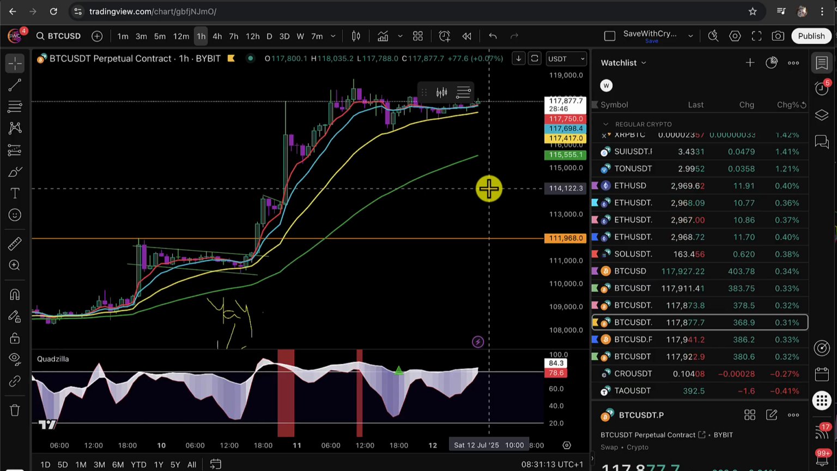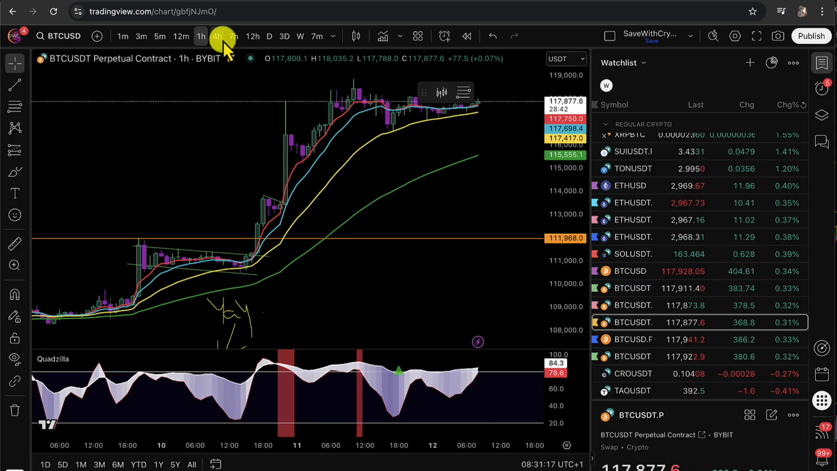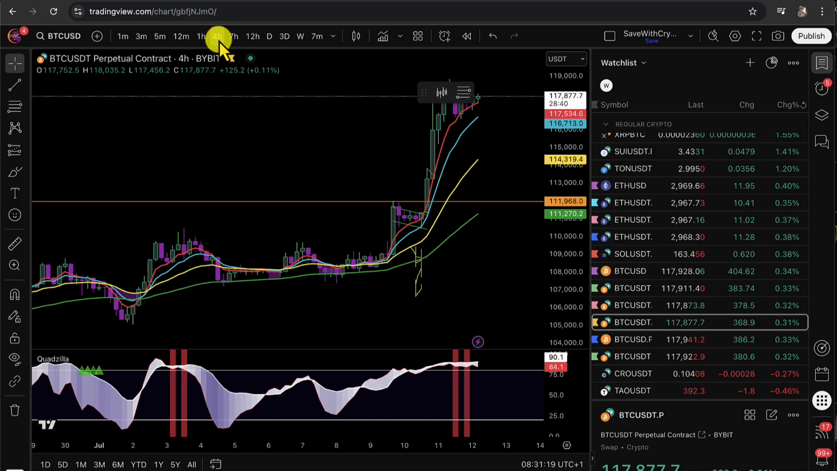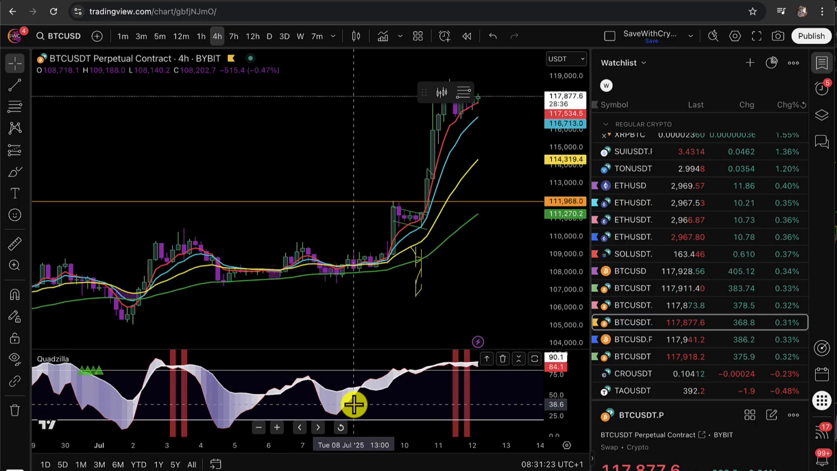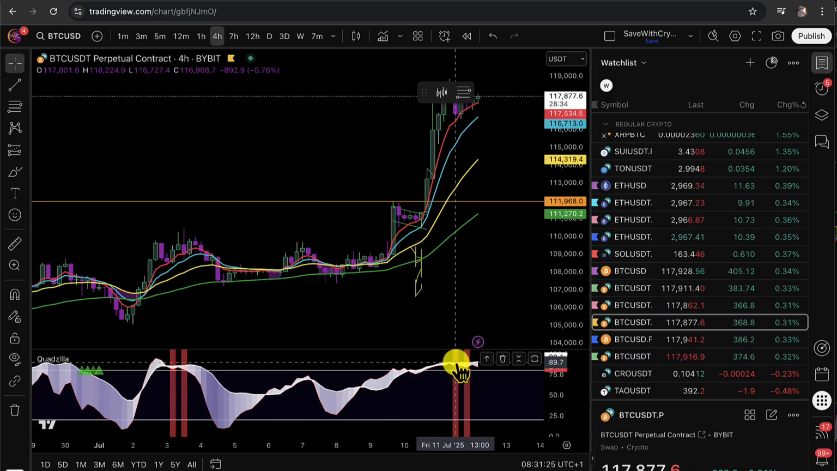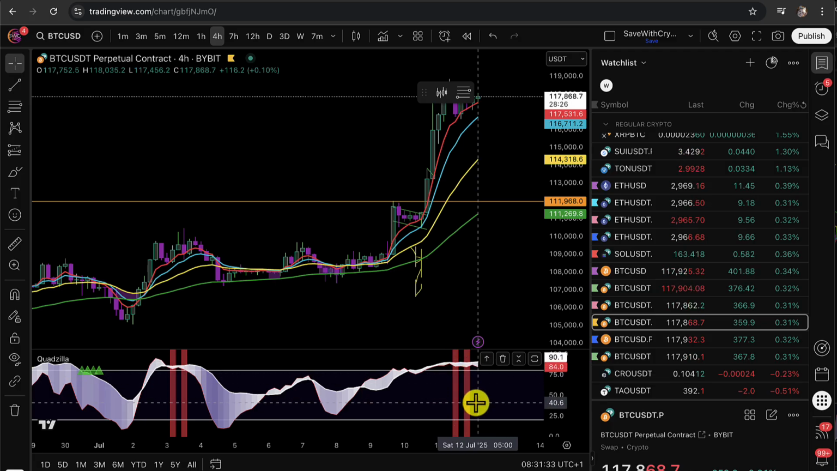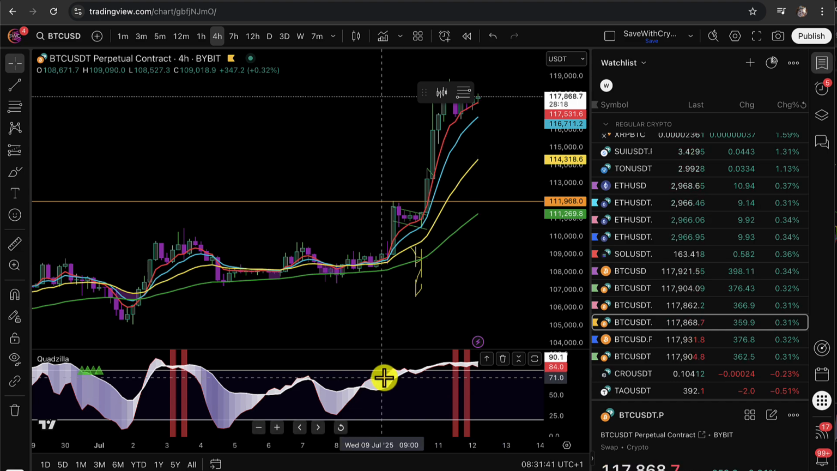Now, is it running out of steam? I would say that is a possibility, because if we look at the 4-hour time frame, we've got this stochastic convergence band going right up into extreme overbought territory. Also, when you get these red backgrounds, that implies the price is probably going to come down fairly soon. Now, being the 4-hour time frame, it's not instant.